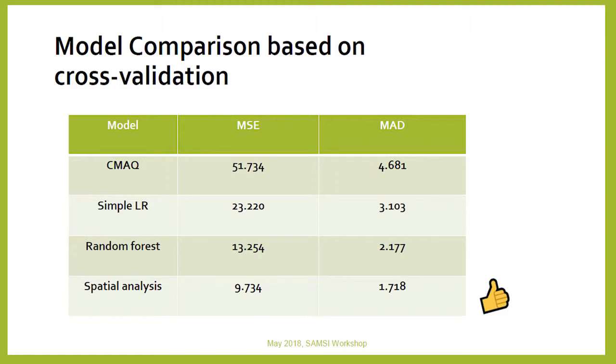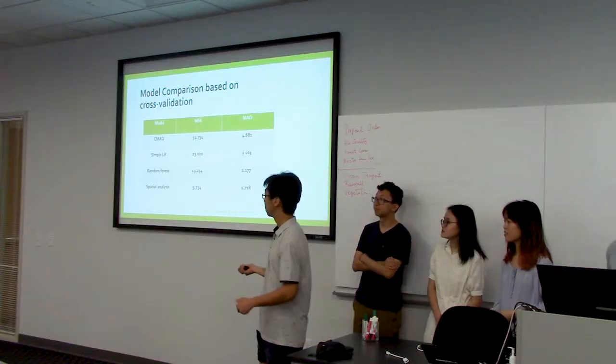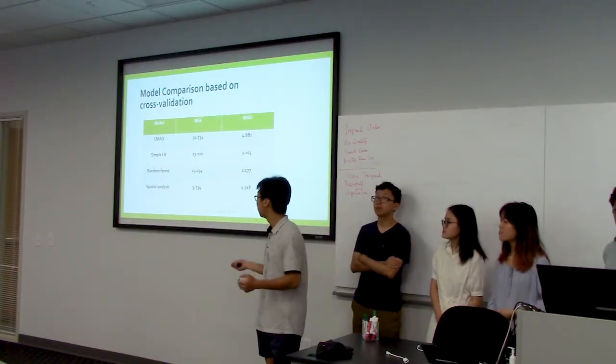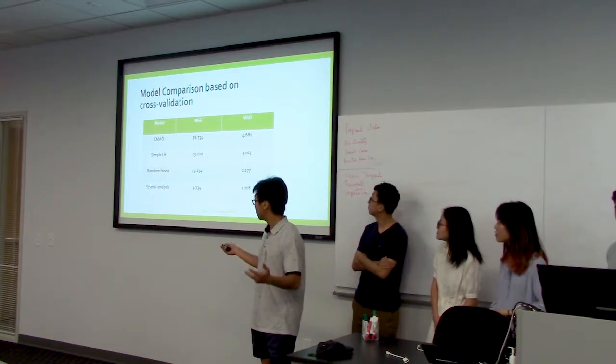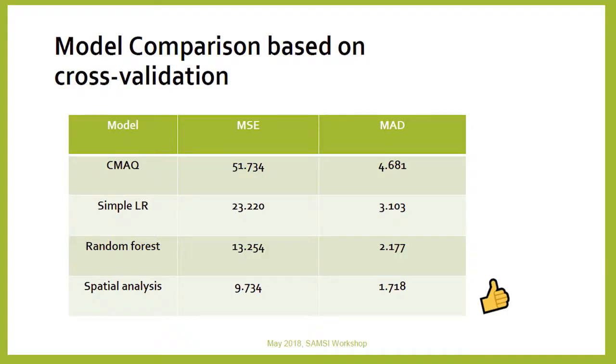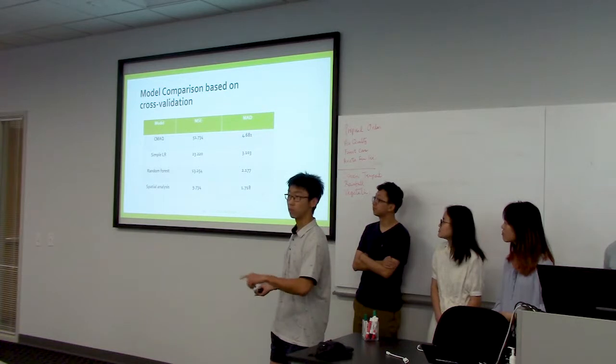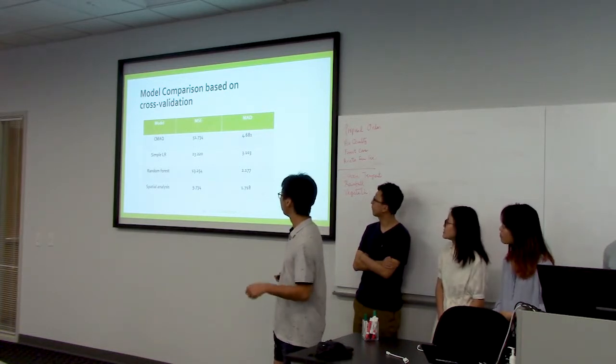And once we incorporate spatial analysis, I think it took us another 2 hours to run the spatial analysis model, but we were really happy to see the results: an MSE of 9. And the MAD is just another measurement, corresponding to the order we got from MSE. So theoretically, we can say that spatial analysis is the best, random forest is second best, simple linear regression is the third best, and they all beat CMAQ. And we can validate this point by looking back at the prediction maps we had before.